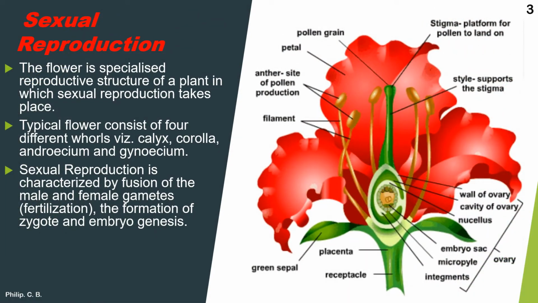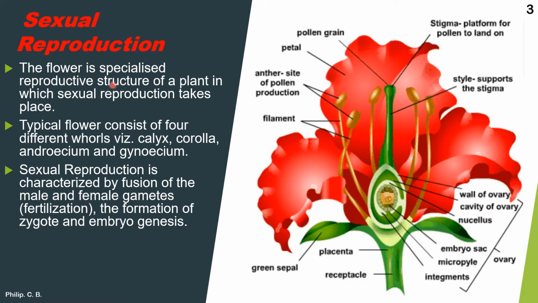Now, coming to the third slide, the introduction part of the sexual reproduction. Here we can see a beautifully labeled flower. Let us go through the different labelings, starting from the pollen grain, stigma, the platform for pollen to land on, style, which supports the stigma, wall of the ovary, cavity of the ovary, nucellus, embryo sac, micropyle, integuments, all of which form the ovary. Then receptacle, the stalk part of it, the placenta, green sepal, filament, then anther, the site of pollen production, and the petals.